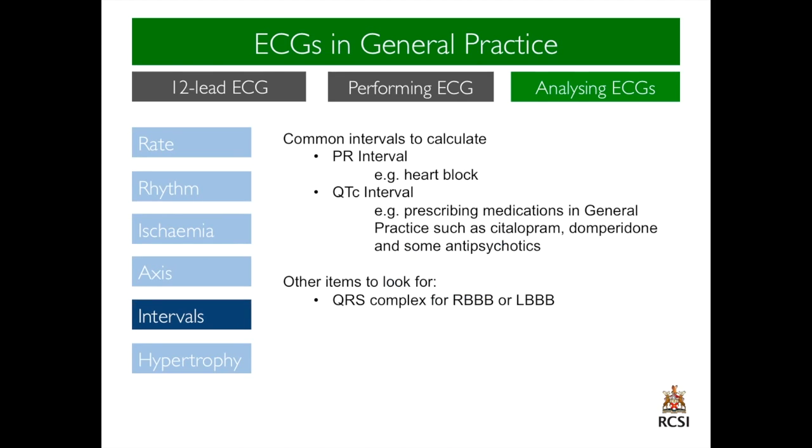Moving on to intervals. The first common interval calculated in general practice is the PR interval. It is very important in a bradycardia to calculate the PR interval to rule out first, second, or third degree heart block. Another common interval calculated, particularly in terms of drug monitoring, is the QTc interval. This is important in terms of prescribing medications such as citalopram, domperidone, and some antipsychotics. Other items and intervals we could look out for would be analysis of the QRS complex, for example with right bundle or left bundle branch block.